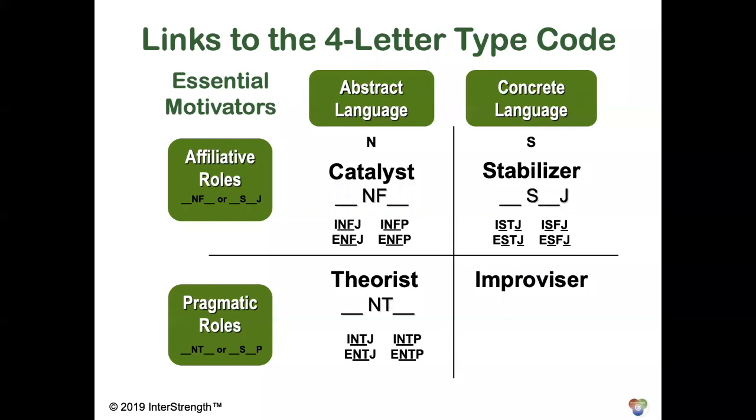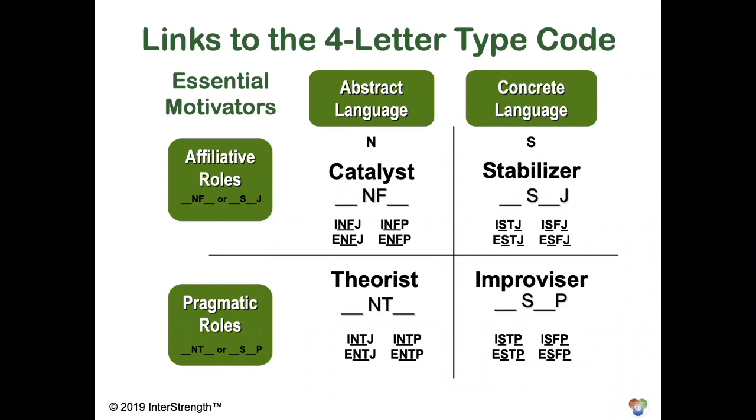We'll cluster around this. The other essential motivator pattern that also takes pragmatic roles is the improviser. And that's the improviser with S and P in their type code. And so it's ISTP, ESTP, ESFP, and ISFP. And so those with S and P in their type code share these pragmatic roles.